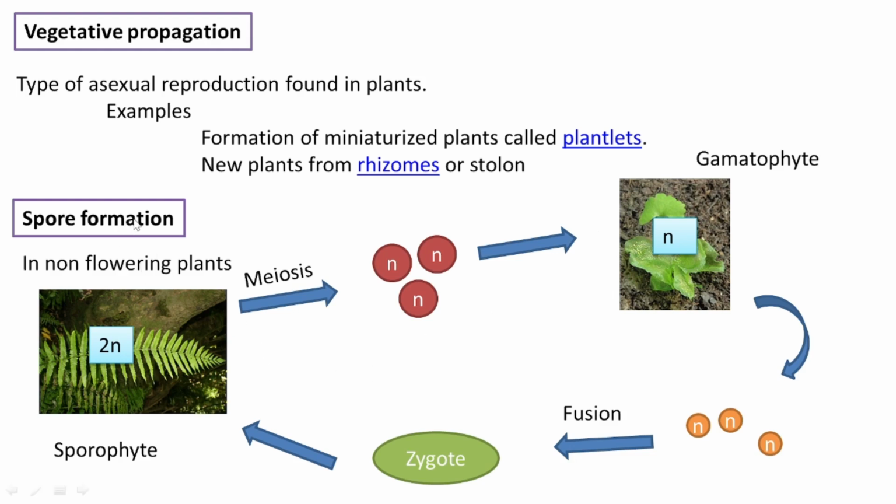This type of spore formation we can see in the case of some fungi and algae also. But in those cases, instead of meiosis, mitosis is happening, and the resulting spores are called mitospores. Later these mitospores develop into a new individual. This is about spore formation.